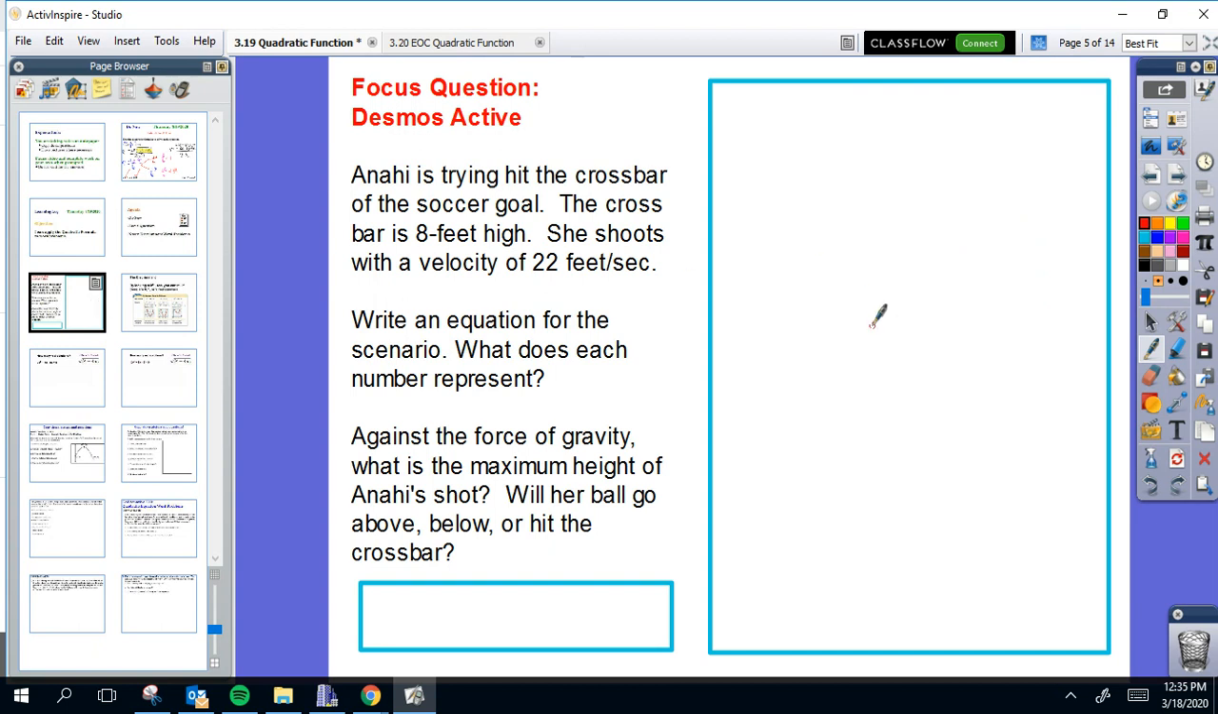All right, so our focus question right here is, Anahi's trying to hit the crossbar of the soccer goal. The crossbar is 8 feet high. She shoots with a velocity of 22 feet per second. Write the equation for the scenario and what does each of the numbers represent? Against the force of gravity, what's the maximum height of Anahi's shot? And will her ball go over, below, or hit the crossbar? We've done this many, many times, so I'm going to ask you guys to pause the video and go ahead and complete this yourself. This is Desmos Active, so go ahead and use that application on your Chromebooks.